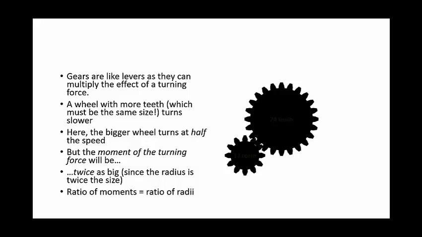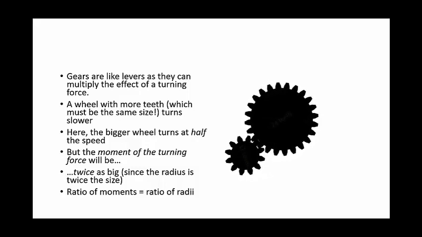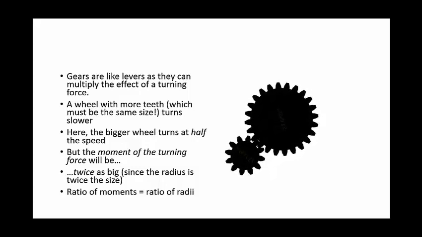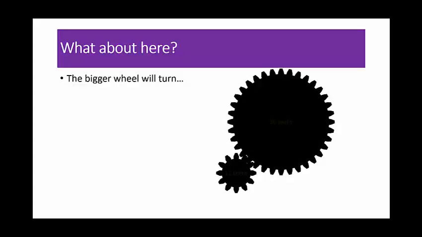Gears are like levers because they can multiply the effect of a turning force. If a wheel has more teeth, and remember the teeth on each wheel have to be the same size to interlock, a wheel with more teeth will turn slower. The bigger wheel is turning at half the speed of the smaller wheel in this case, but the moment of the turning force will be twice as big.